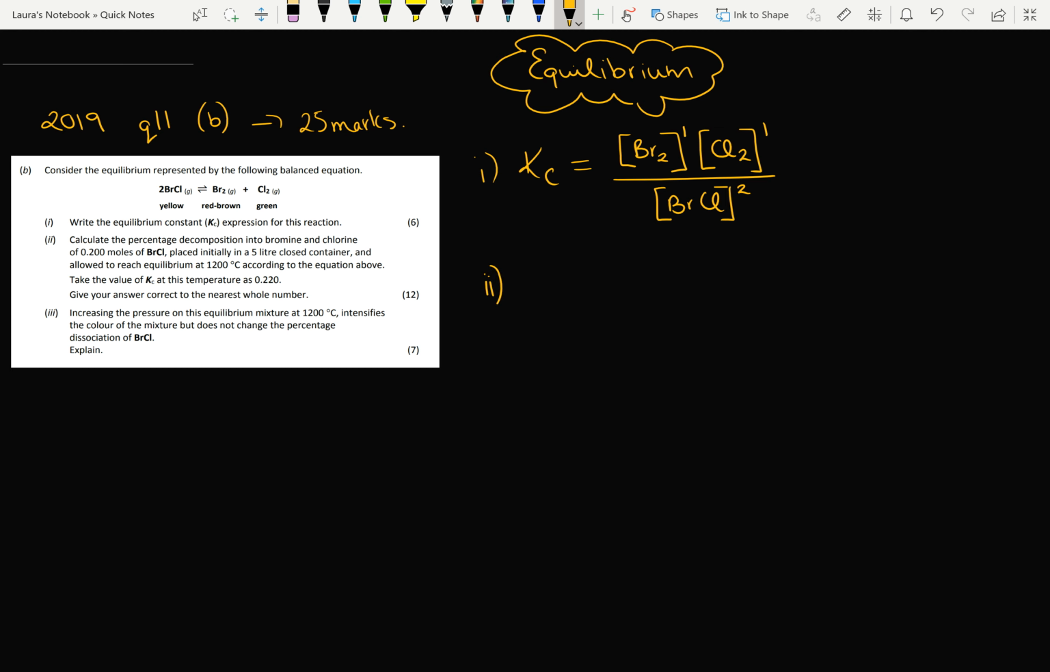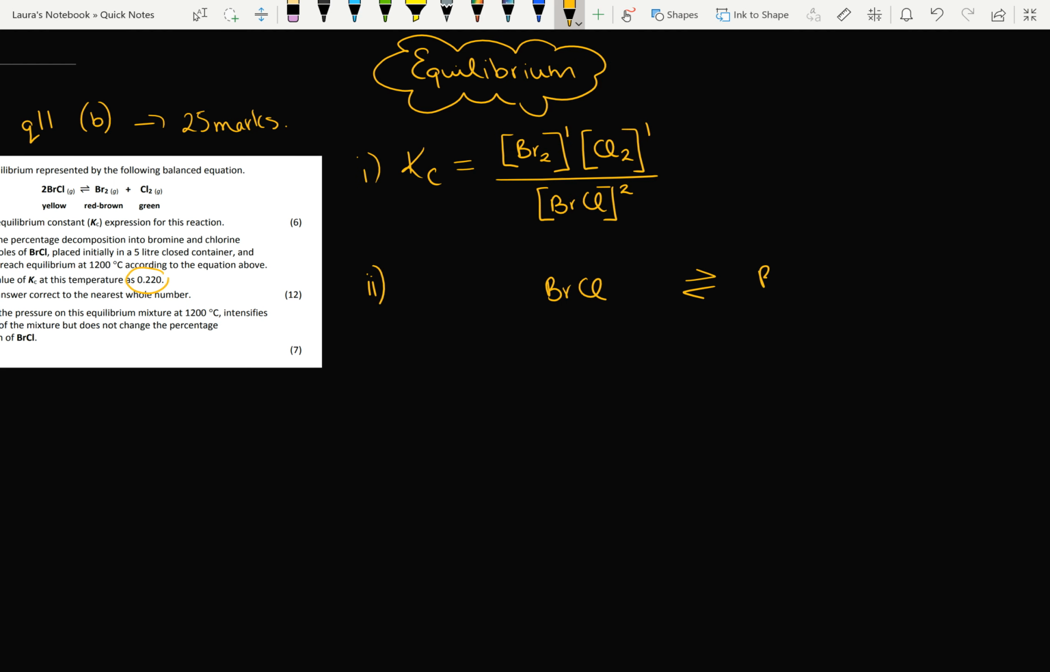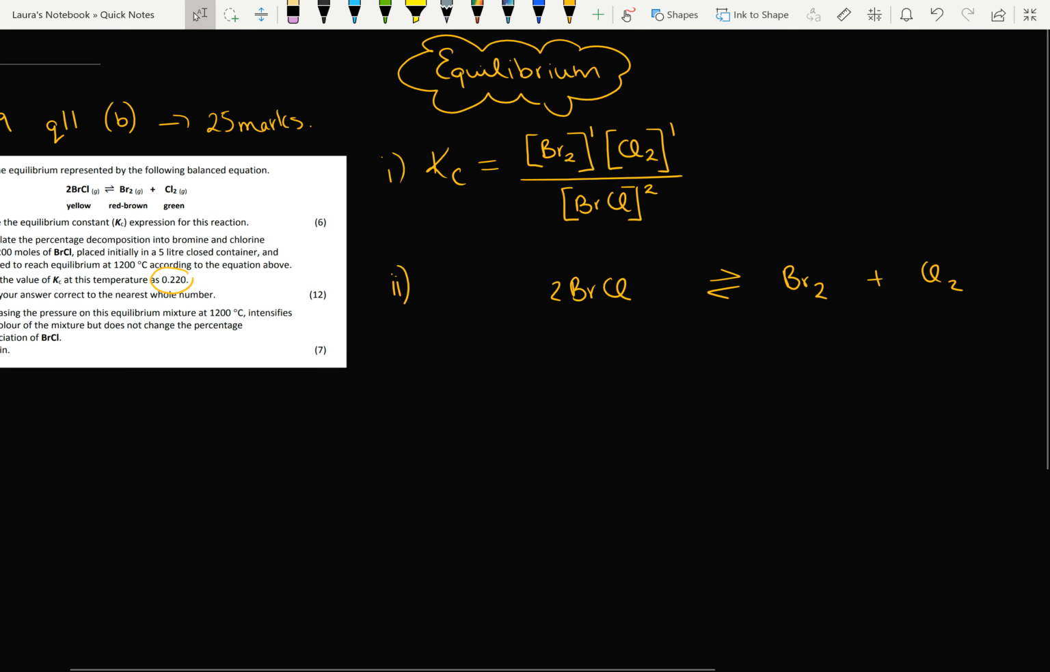Okay. Now, in the next question, we are asked to calculate the percentage decomposition of 0.2 moles of the BrCl that was placed in a 5-litre container. And we're given the Kc, and we're asked to calculate the percentage decomposition correct to the nearest whole number. So we know when we see an equilibrium calculation that we're going to set up our little table. So we're going to rewrite the equation, and we're going to set up 3 rows. So we're going to have our initial concentration in moles per liter.